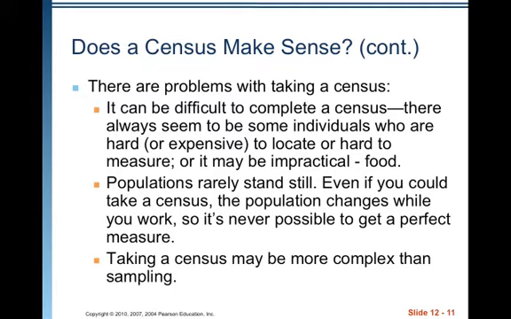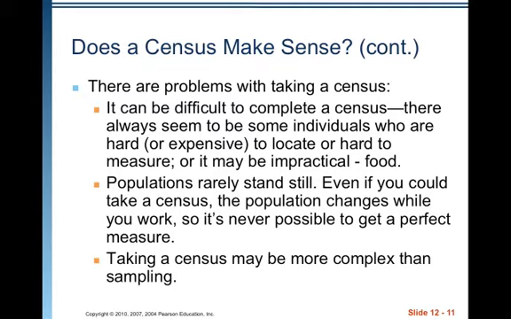It may be impractical. For instance, when you're manufacturing food, if I'm manufacturing a cupcake, I can't take a census of all my cupcakes to see how well they taste, or I won't have anything to sell. So you can't take a census there. You have to take a sample.